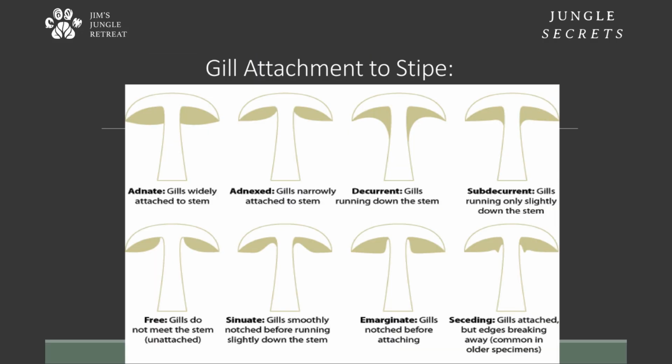After gill arrangements, we go to gill attachment to stipe. Okay, and gill attachment to stipe is how the gills are connected to the stipe. Stipe is the stem. In mushroom language, it is called the stipe, right? So there are adnate, adnexed, decurrent, subdecurrent, free, sinuate, emarginate, seceding gills, gill attachments.